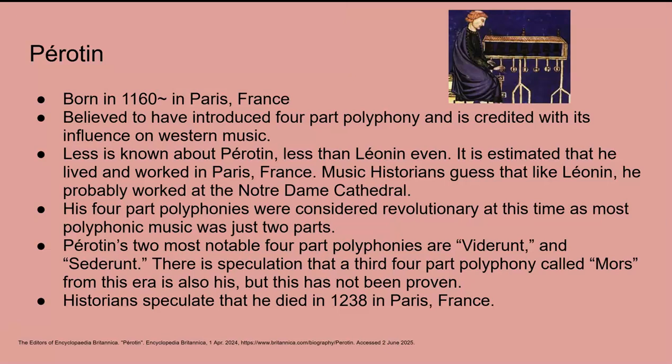His four-part polyphonies were considered revolutionary at this time, as most polyphonic music was just two parts. Perotin's two most notable four-part polyphonies are Viderunt and Sederunt. There is speculation that there is a third four-part polyphony from this era called Mors, but this is just speculation. It hasn't been proven. And historians speculate that he died around 1238. We don't know for sure, and we speculate that he died in Paris, France.